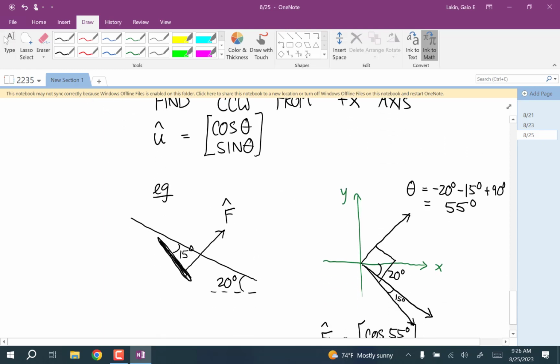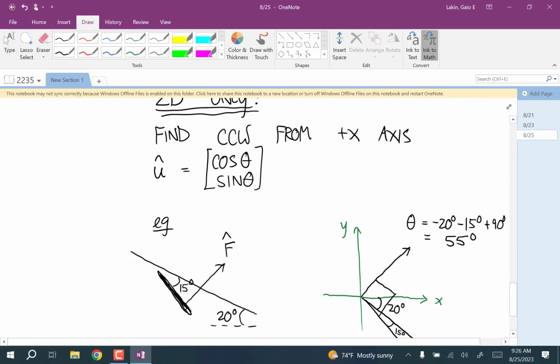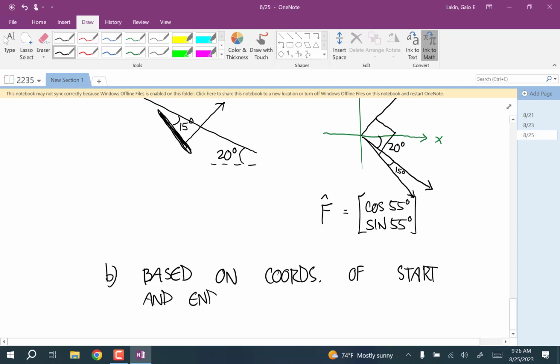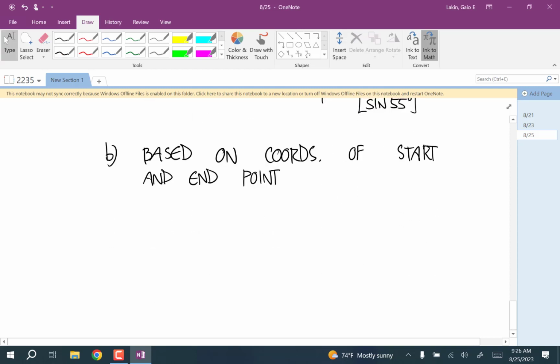The second thing is based on coordinates of a start and an end point. This one you can use in 2D or 3D. If you're in 3D, this is the one you pretty much have to use.